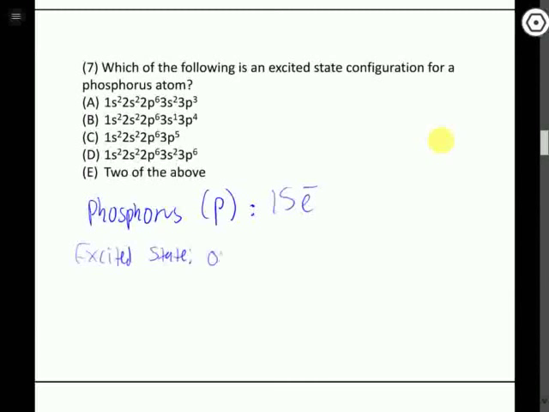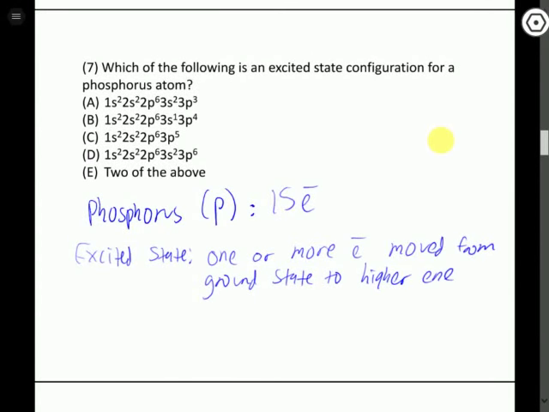It means we have one or more electrons moved from the ground state position to higher energy. Now a couple key points about this. So we know the ground state configuration is what we predict using the periodic table and Pauli exclusion, all those rules that we just followed in the last problem. That gives us the ground state.